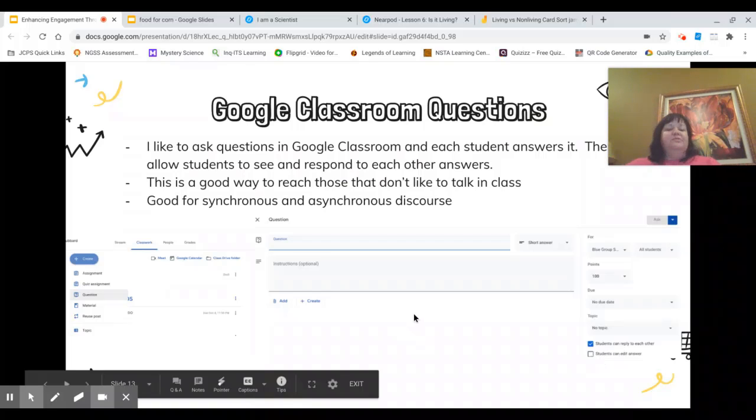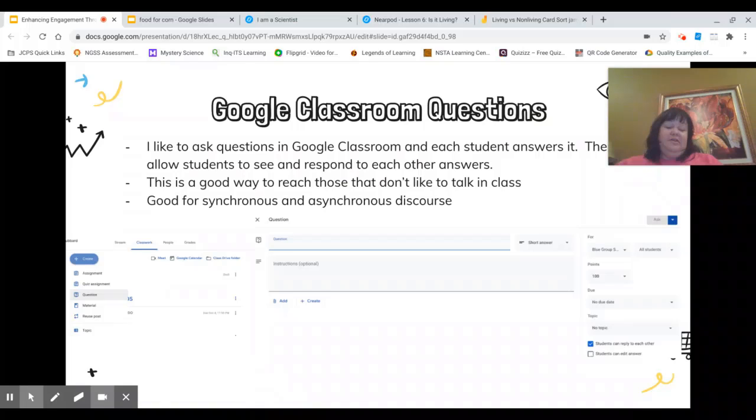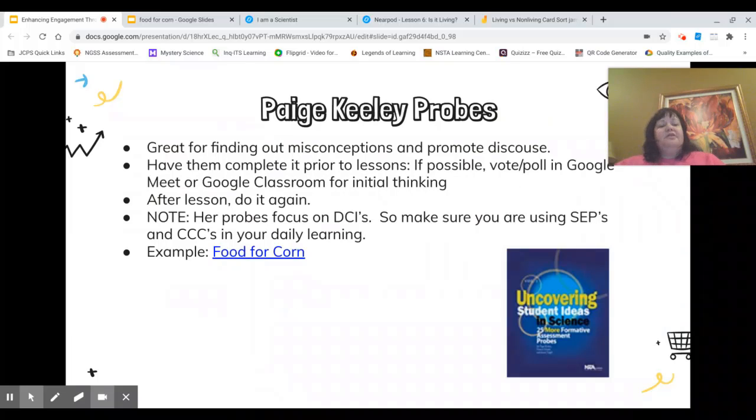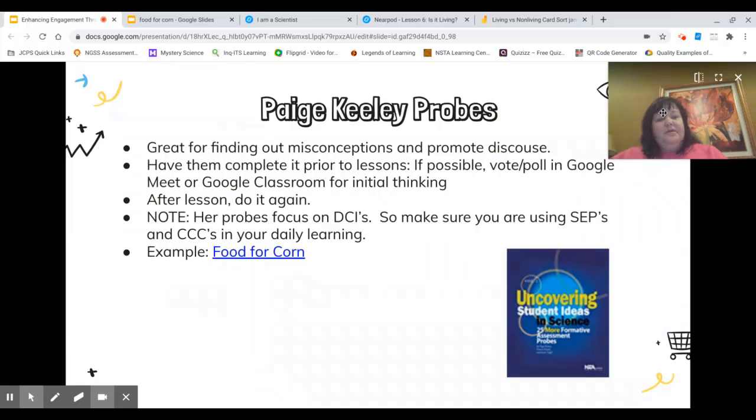Sometimes I'll do that with warm-ups, like we'll have our discussion, and then I'll see a bunch of kids in there trying to change their answer, which is totally fine because I just want them to change what they already did. Another thing you can do is page Keeley probes.